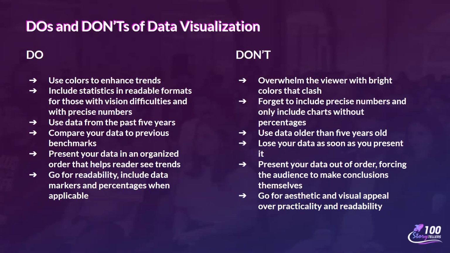You can include statistics in readable formats for people with vision difficulties, and precise numbers. You know that there are so many diverse audiences that you will be disseminating your data to. Something important is to use data from the past 5 years, and anything older than that would be obsolete. Compare your data to previous benchmarks, and present your data in an organized order. That helps the reader to see trends.